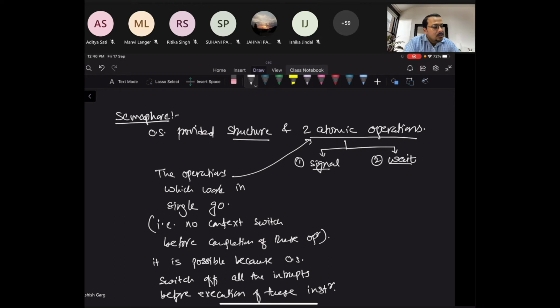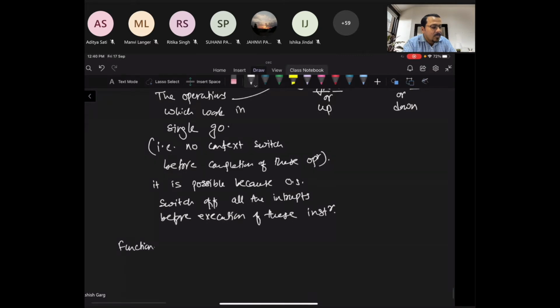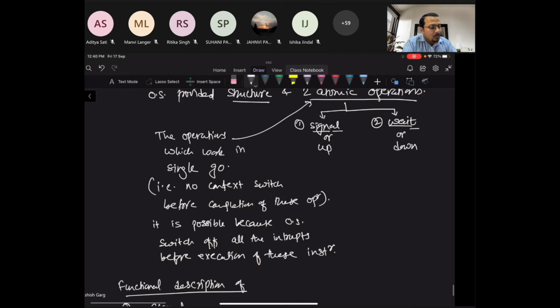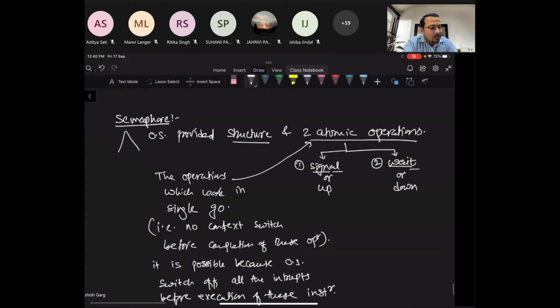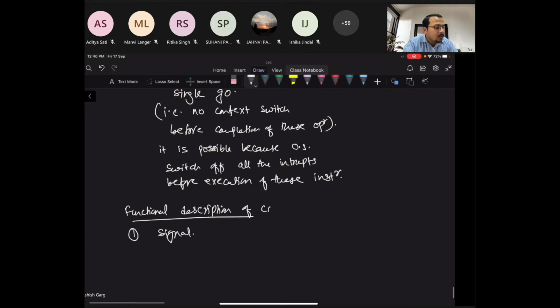So this signal is also called up, and wait is also called down. Let's see the functional description of these and you will understand better. And I forgot to tell you that semaphores are of two types: one is binary and another one is counting semaphore. So let's understand the functional description of counting semaphore first.